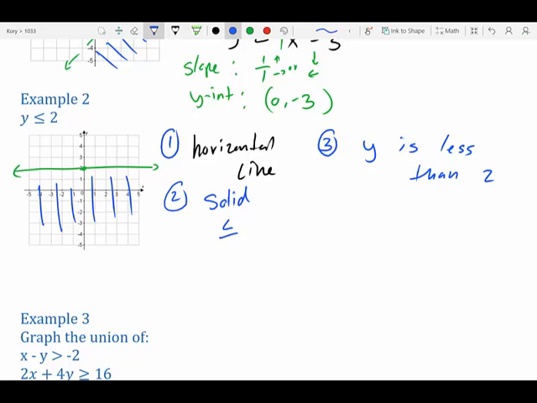I want to do another one with just x. I'm going to add it in here. So let's just say we're doing x is greater than 1. So that's a vertical line, and that's at 1, which is right here. Is it going to be solid or dotted? It's going to be dotted because we just have the inequality sign. So we're going to dot this line.